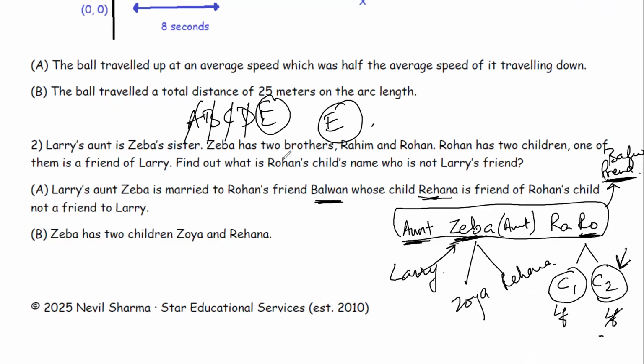Like Larry's aunt is Zeba's sister, right? Larry's aunt Zeba is married. So obviously Larry's aunt is Zeba's sister, right? So Zeba also becomes Larry's aunt in a way. Anyway, moving on to the third question.